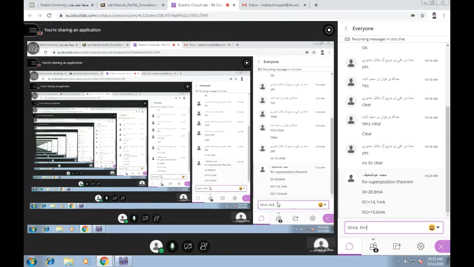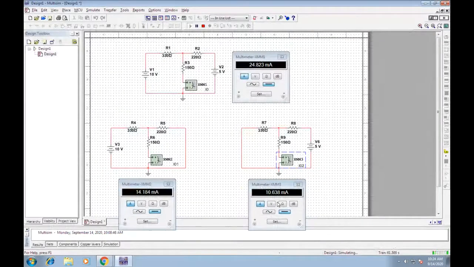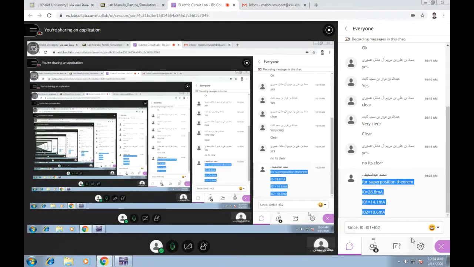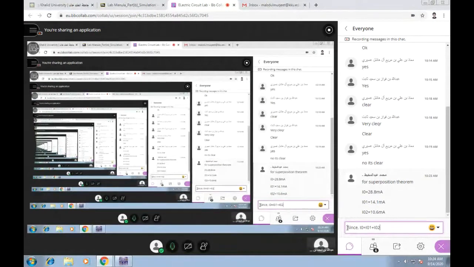Okay, so now, you can say that since I0 is equal to I01 plus I02, all of you check. Approximately, there are some losses obviously. No, so this is not 28. This is 24. So let me copy and paste again.